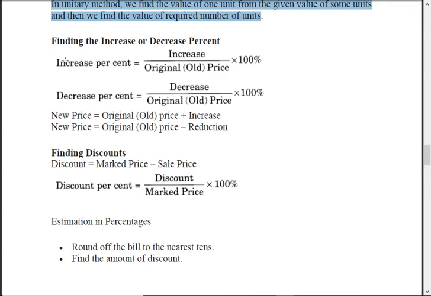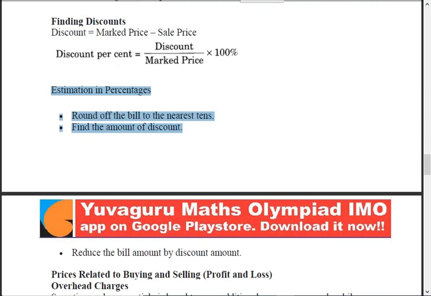Now again this is a repetition. Increase percent equals increase upon original price into 100; decrease percentage equals decrease upon original price into 100. This is a formula which you have to remember. New price equals old price plus the increase, not the percent. This increase is important, percent is not added. Similarly for reduction, original minus the decrease or reduction.